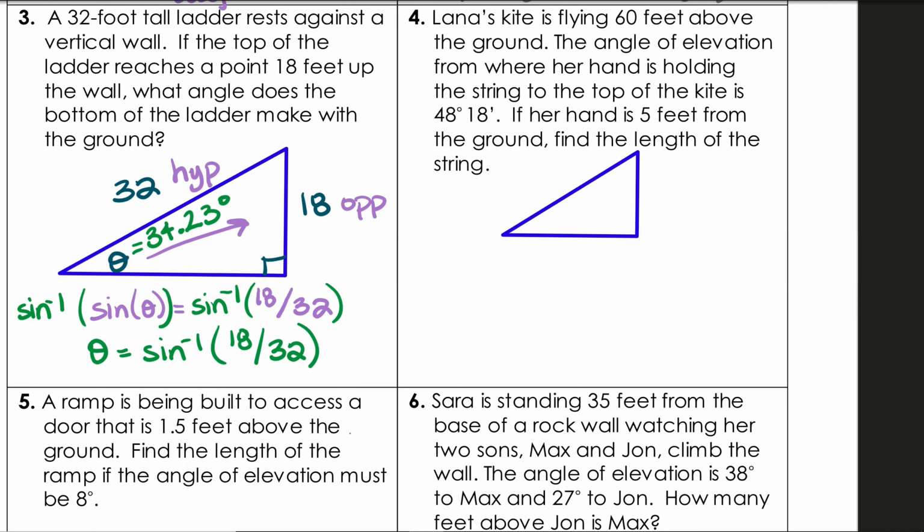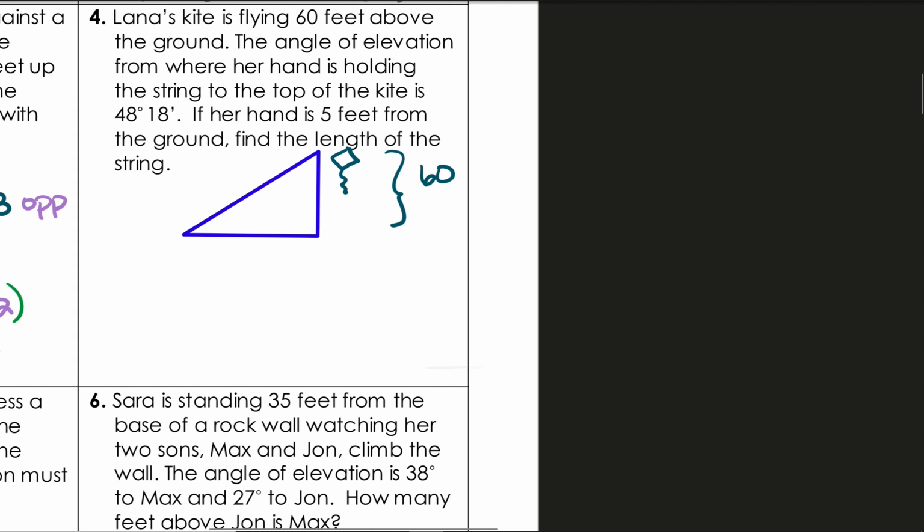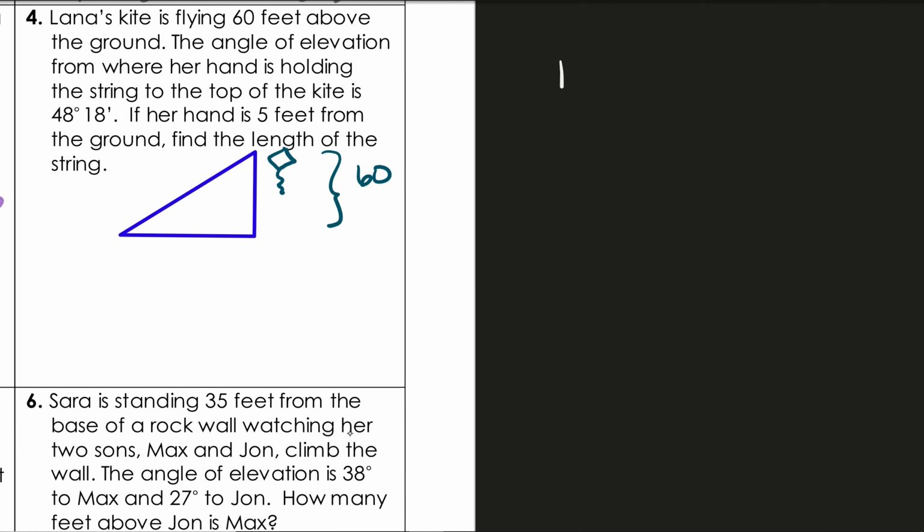All right, so the kite is 60 feet above the ground. So if this were the kite up here, we would assume that's approximately 60 feet. The angle of elevation from where her hand holding the string to the top of the kite is 48 degrees and 18 minutes. Now, you may not have seen this before, so let's do this over here. 48 degrees and 18 minutes. Here, think of degree like an hour. So the minutes are in reference to an hour. So think of this as 48 hours and 18 minutes.